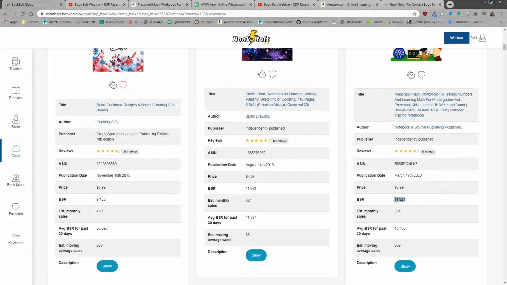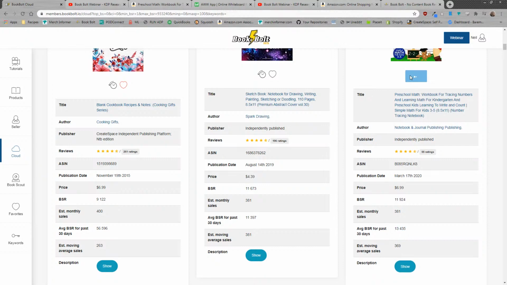So, two things to look at when you're first starting, okay? It's the sales rank of the book currently, which is about 12,000. So this is flying off the shelves. This is doing very, very well in books. But what's more important to me, what I think you guys should pay attention to, is this average sales rank over the last 30 days.